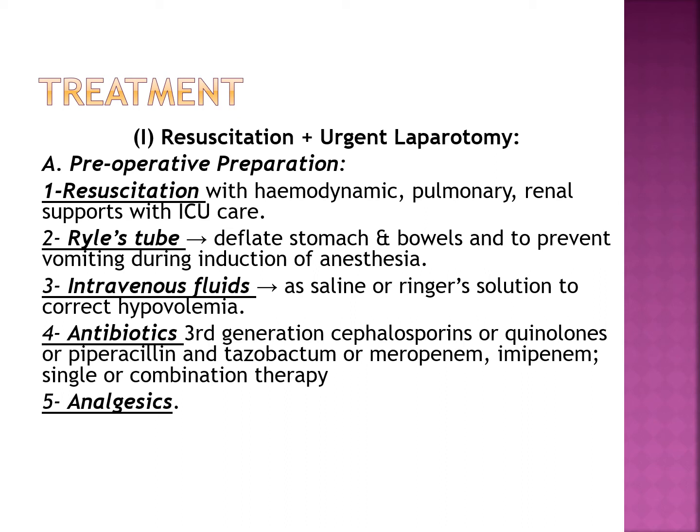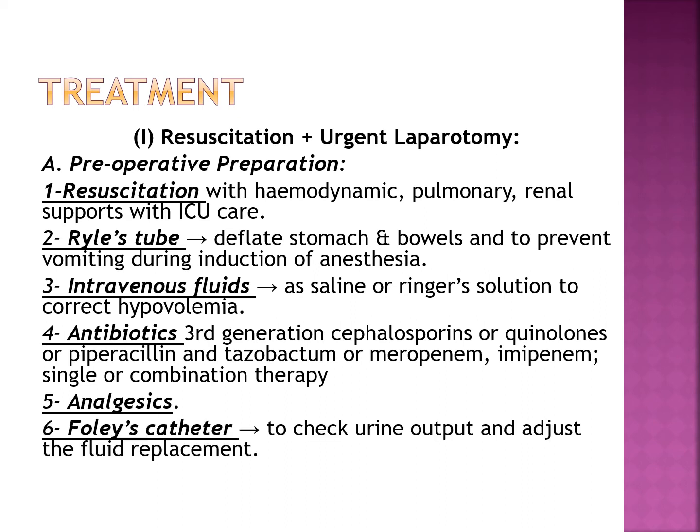Analgesics should be given to the patient at this point to improve the survival. You shouldn't leave your patient in pain, especially if you have already diagnosed the cause of acute peritonitis and further investigation will not be carried out. The patient is taken to the theater. And finally, Foley's catheter is very important to check the urine output, adjust your fluid replacement, and ensure there is adequate renal blood flow.